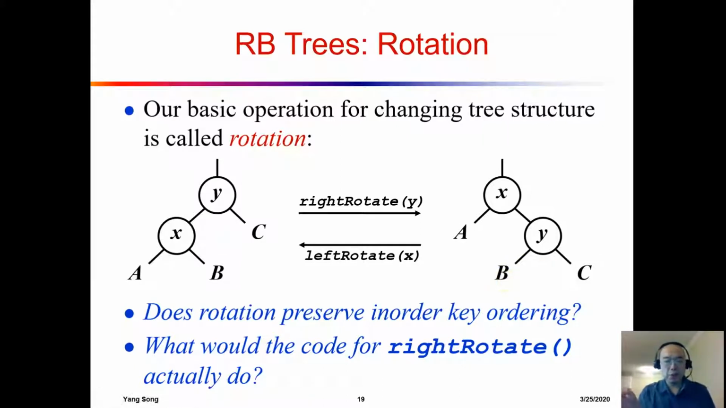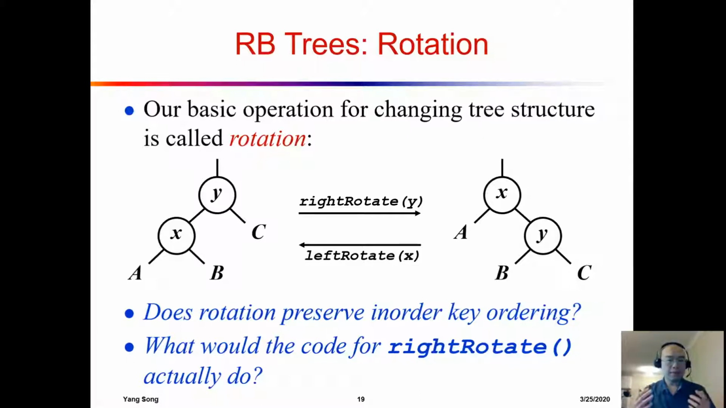And if you want to do a left rotate, then you just take the image on the right side and rotate it back to the left side. Okay, so this is the very high level description of a rotation. And you may ask, why can we do that? We are dealing with a binary search tree or a Red-black tree, right?